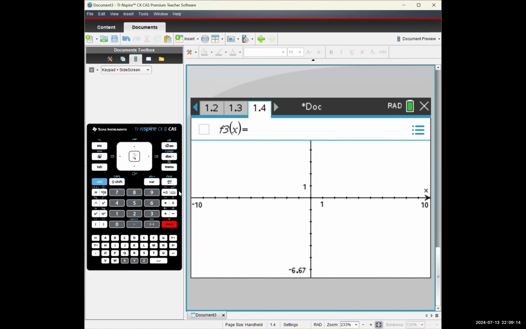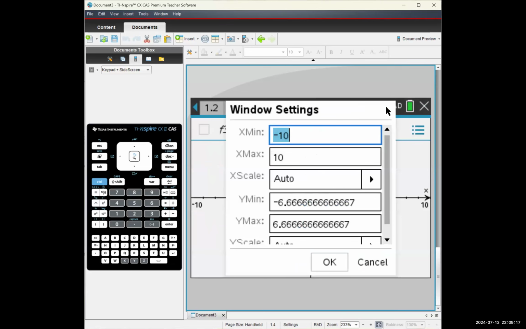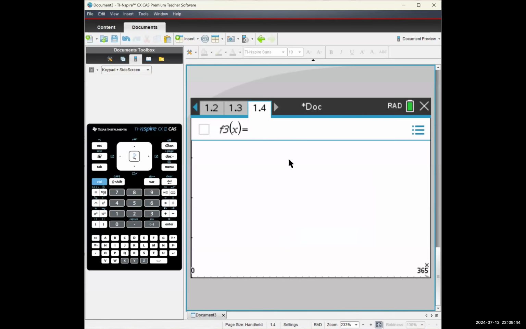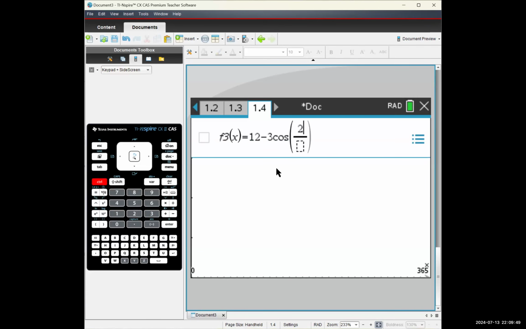Before I do that, I probably need to change the window setting. Let's say we're talking about 0 to 365. And X scale, I don't really care. Let's sort it out later. Now for the Y minimum and the Y maximum, you probably need to use 12 minus 3 to 12 plus 3, between 9 and 15. So maybe try 8 and 16 and 3 or 2 actually. Doesn't really matter. Now I can just type in 12 minus 3 cosine of 2 pi times (t minus 175) divided by 365.